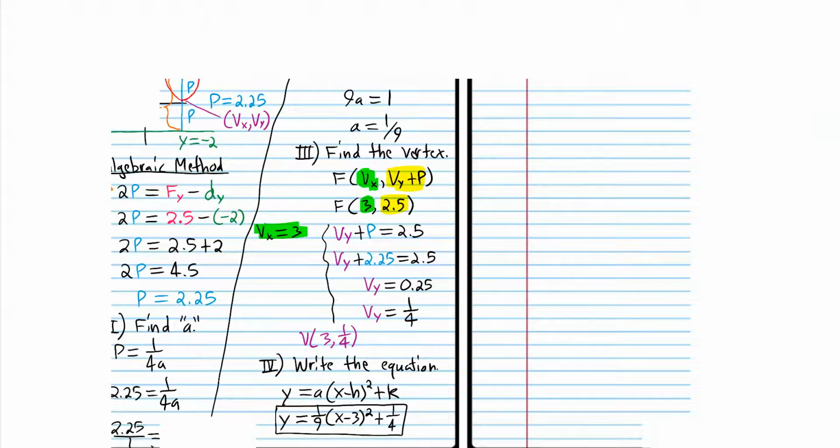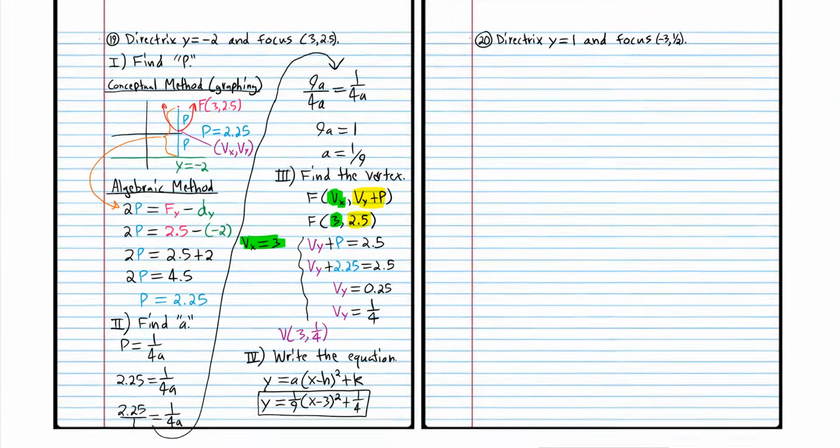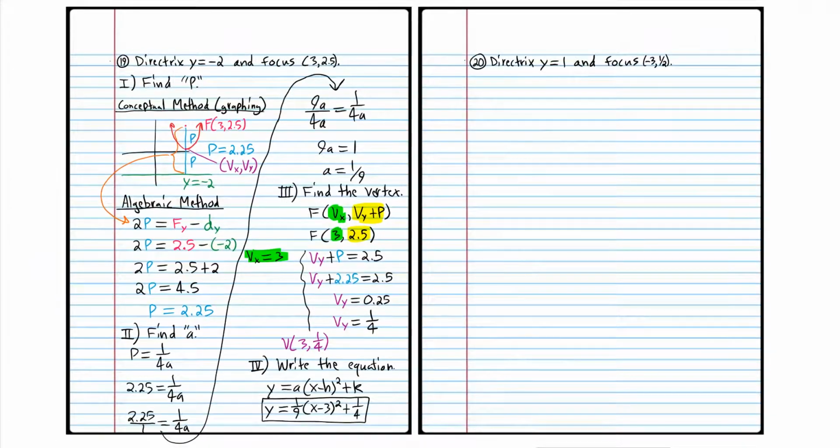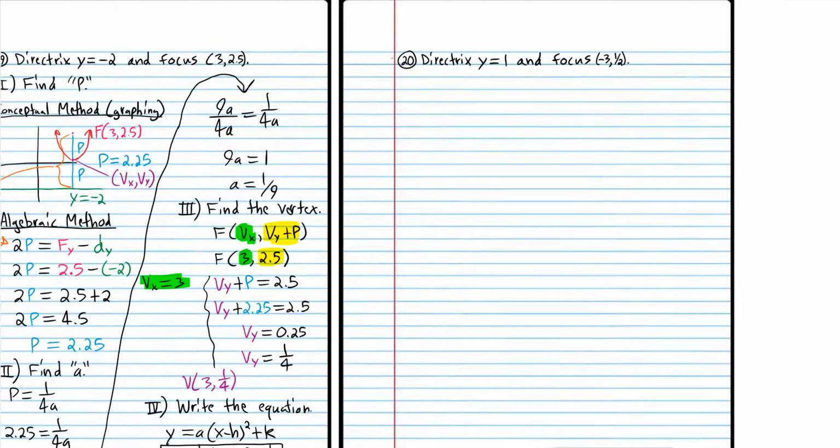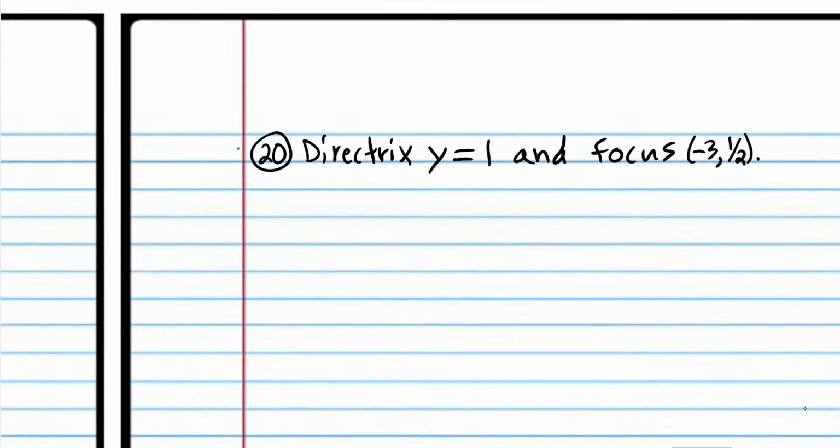So I want you to try number 20, and when you come back, we'll do it together. All right, we're back. So first step, just like the previous problems, is to find p. And we can use the conceptual method or the algebraic method.